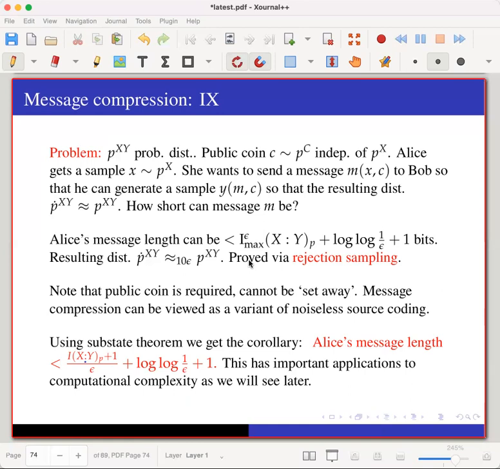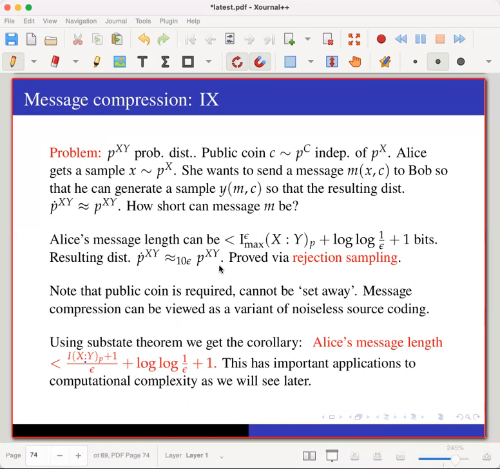But the point is, for noisy channel coding, you can set the code book to some instance, some sample, and then the average error of the protocol will be less than epsilon, averaged over the uniform choice of messages. But here the public coin is required; it cannot be set. So message compression, you can view it as a variant of noiseless source coding, but there is a public coin. You cannot set away the public coin. You cannot instantiate it to some particular sample and expect that the resulting distribution will be close.